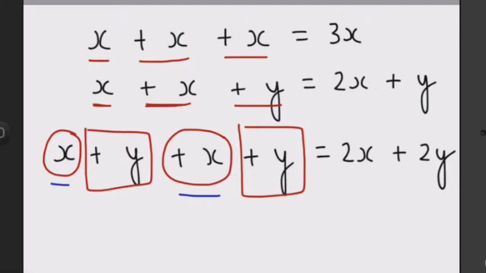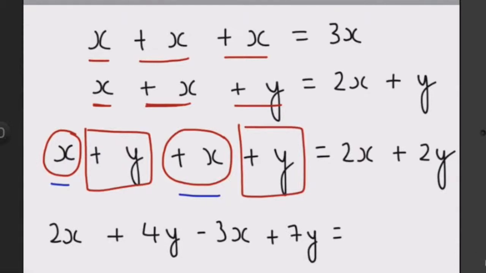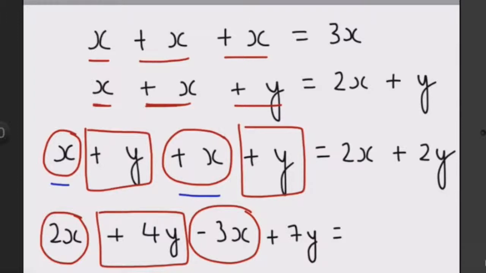What about then if I said 2x add 4y minus 3x add 7y? Okay, now we're going to use the exact same method that we've just done above. We're going to circle and square our x's and y's to start off with. So I'm going to put a circle around my 2x here, and I'm going to put a circle around my minus 3x here, including the sign in front, remember. And then I'm going to put a square around my y's. So I'm going to put a square around my 4y, including the sign in front, and I'm going to put a square around my 7y, including the sign in front.